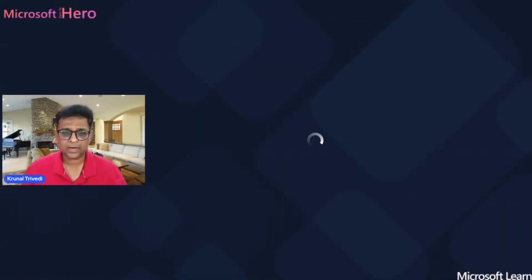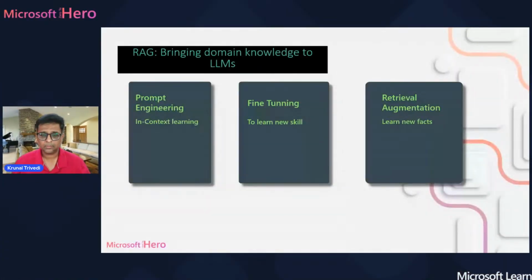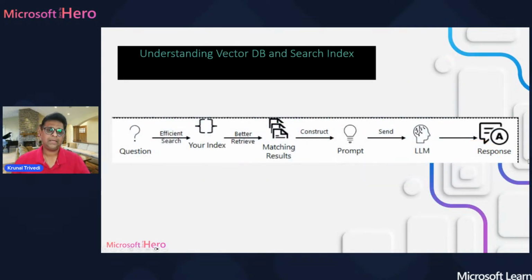So with this, we have a clear understanding of what the RAG pattern is, how it works, and why we need it. Next, we understand vector DB and search index. I mentioned that we can have a PDF as a data source, an organizational data source, an intranet-based website, or even a vector DB here.